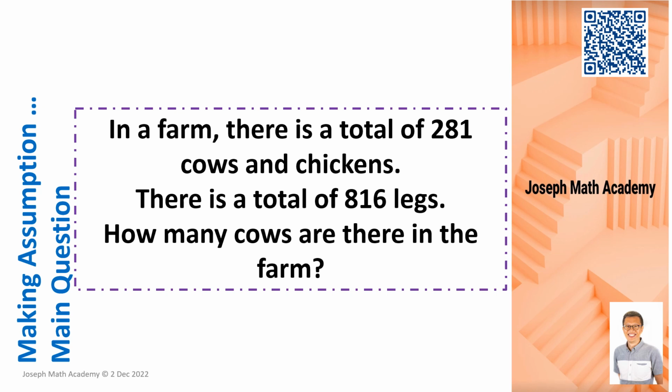So this is the question that I'm referring to. What if the numbers are very, very huge? 281 animals in the farm and 816 legs in the farm. I think using guess and check by creating a table of 6 columns would be a super tedious process. You will be guessing and guessing and it can be very frustrating if we can't arrive at our answer. Time consuming, frustrating, tedious.